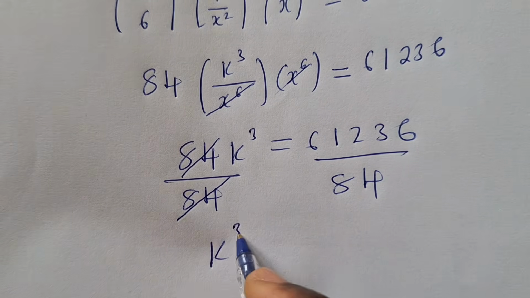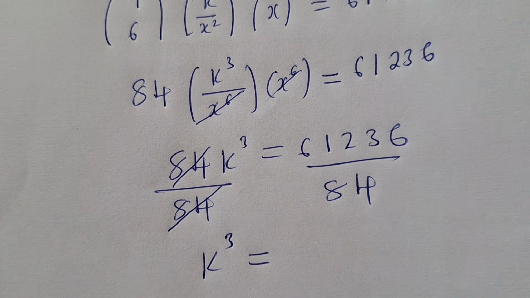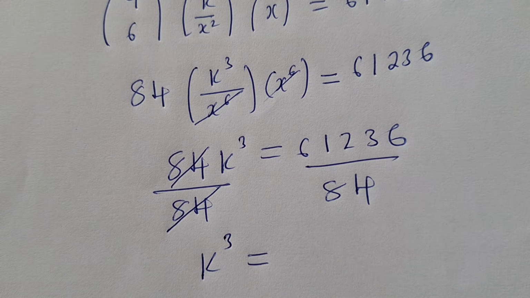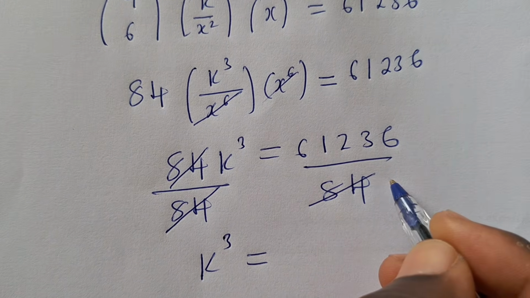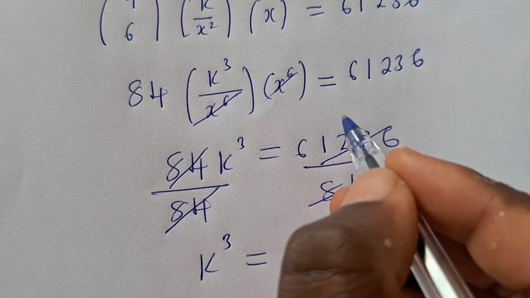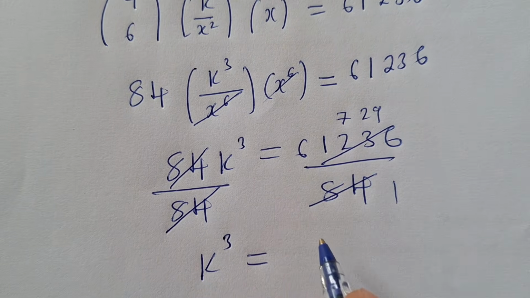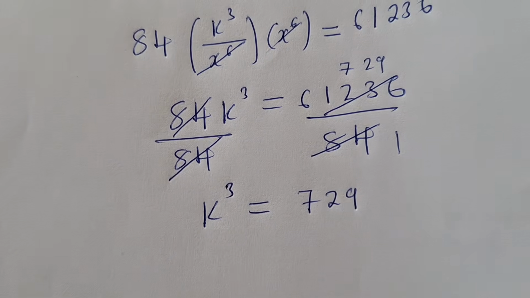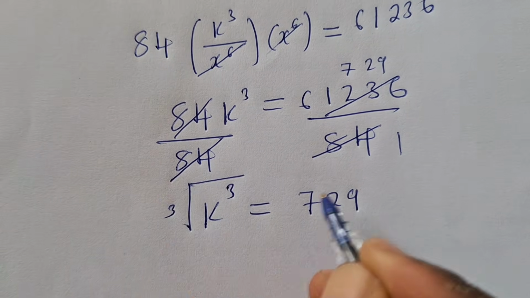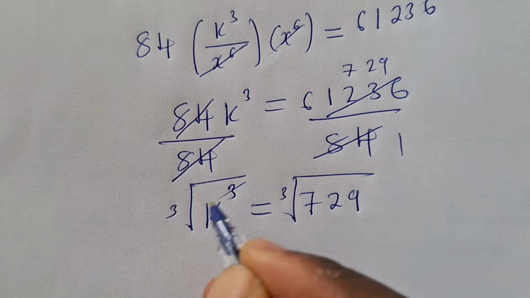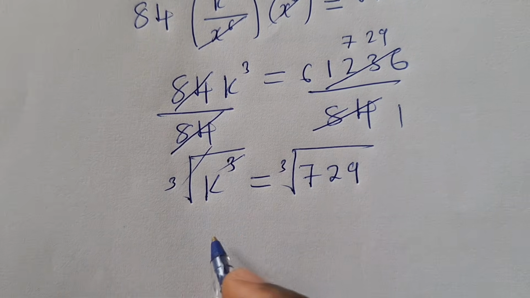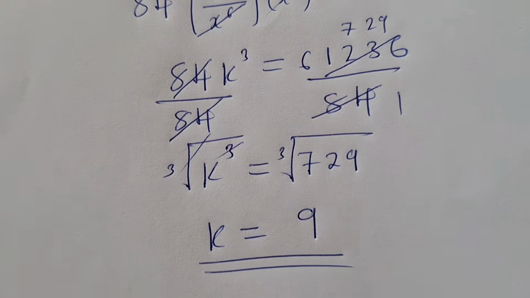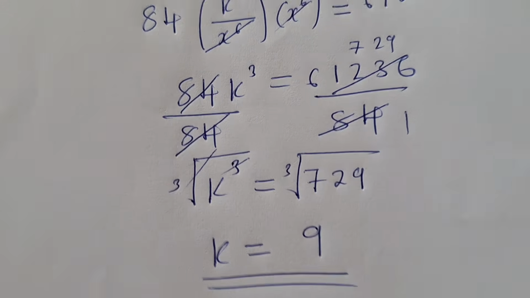We shall remain with k power 3 is equal to, here 84 in itself is 1, and here it's going to give us 729. So k power 3 is equal to 729. We find the cube root. The power 3 and the root here will go. We shall remain with k equal to 9. So the value of k is equal to 9.